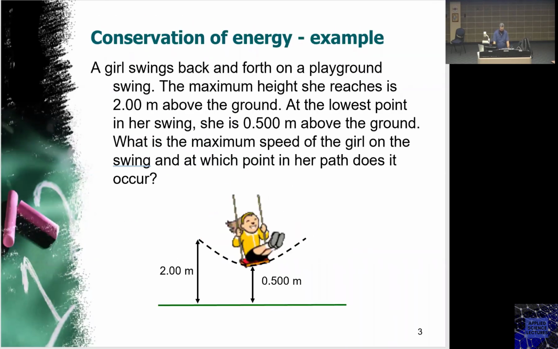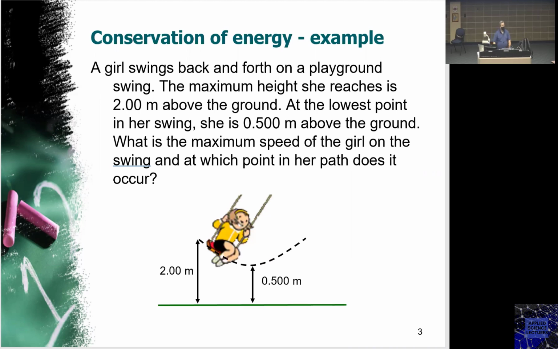In this example, we have a girl who swings back and forth in a playground swing. The maximum height she reaches is 2 meters above the ground. At the lowest point in her swing, she is 0.5 meters above the ground. What is the maximum speed of the girl on the swing? And at which point in her path does it occur?